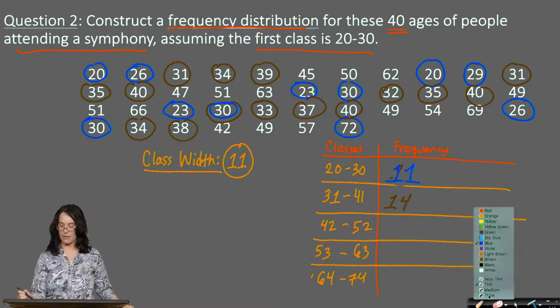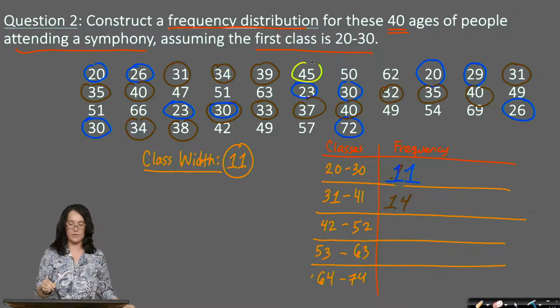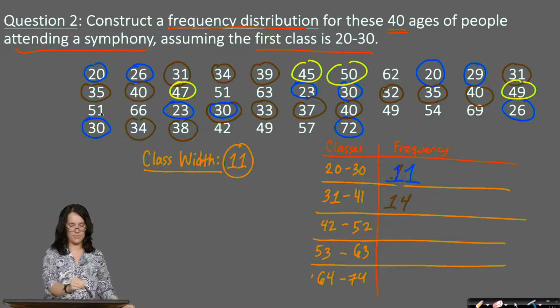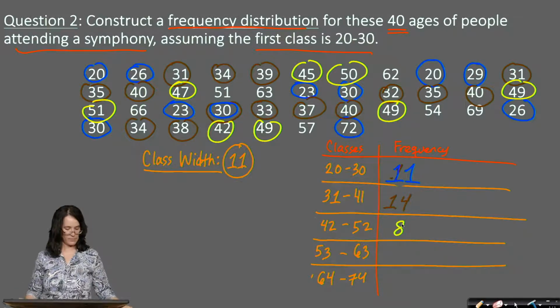Let's pick another color for our third class. How about yellow? So for the next class, we're looking for 42-year-olds to 52-year-olds. So that would be the 45-year-old, that would be the 50-year-old, that would be this 49-year-old, this 47-year-old, and 51 would be included, that would count. And who else would count? This 49-year-old here, and this 49 and this 42. When I add the number of yellow circles, I get 1, 2, 3, 4, 5, 6, 7, 8. That's what I'm getting there, 8. All right. So hopefully we didn't make a mistake on that one. Let's go to our next one.